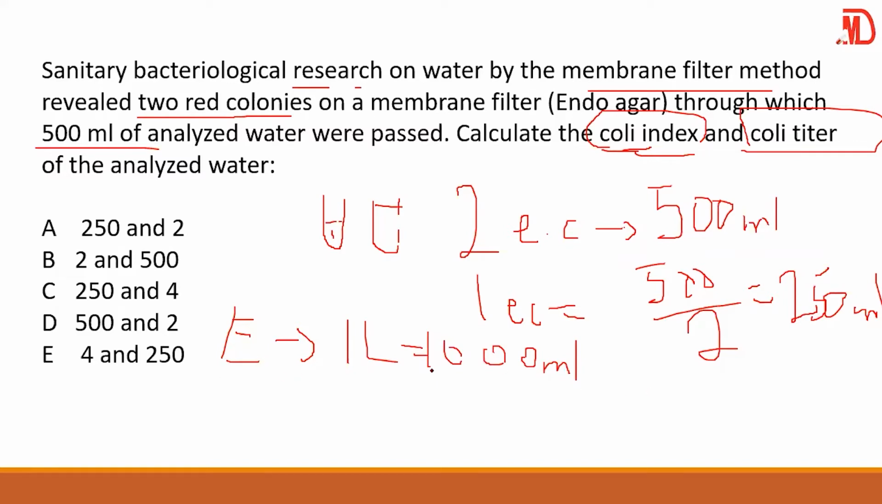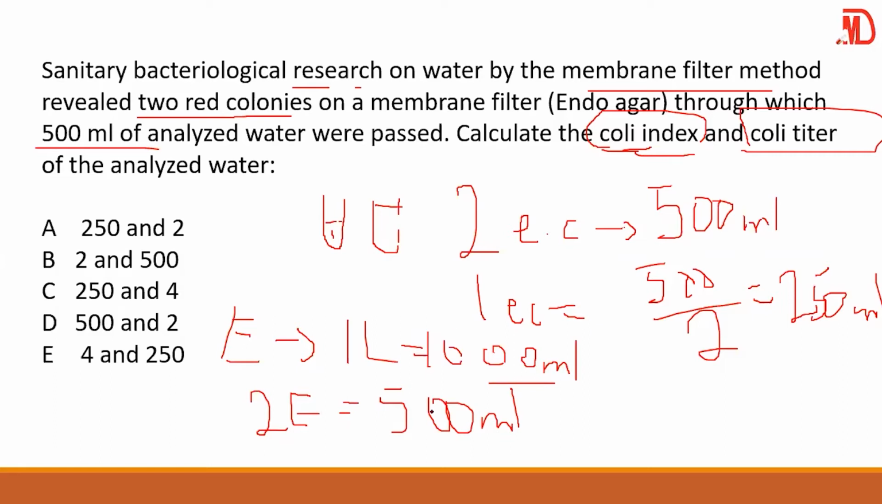However, we are having 2 E. coli in 500 mils. We have 2 E. coli in 500 mils. But then we are looking for the amount of E. coli in 1,000. How many E. coli will make 1,000? So if 2 E. coli we can find in 500 mils, then how much will make 1,000?